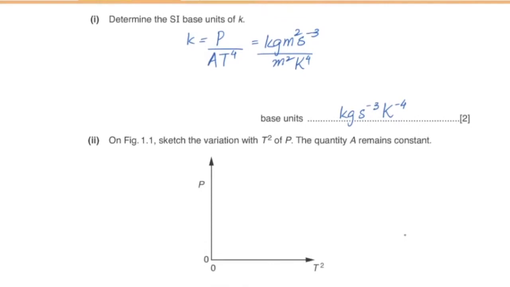T to the power 2 is on the x-axis, as it can be seen right here, and P is on the y-axis, which forms an equation of y equals x squared, where x is T squared. So this is going to be a parabola shaped graph with positive gradient. So a parabola from the origin and a positive gradient graph.